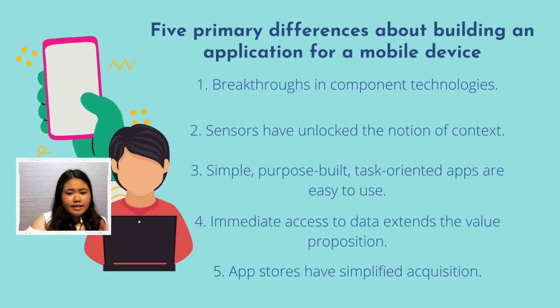Second, sensors have unlocked the notion of context. So the combination of sensors like GPS, gyroscopes, and cameras enables the device to be aware of things like time, location, velocity, direction, altitude, attitude, and temperature. Location, in particular, provides a host of benefits.